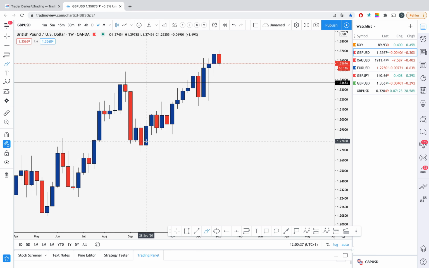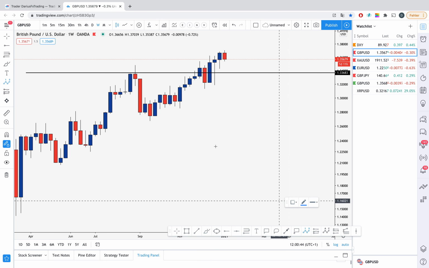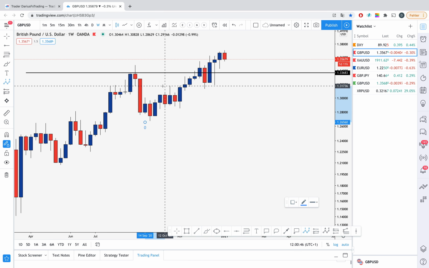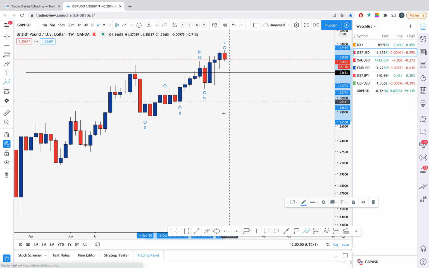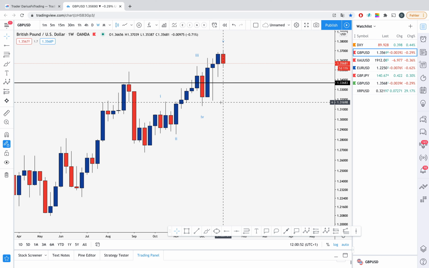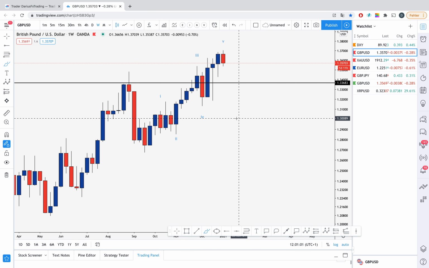Let's have a look at these fractals. What we can see is that the market has already provided 5 waves to the upside. If we look at it from an Elliott wave perspective, we can see wave number 1, 2, 3, 4, 5. Now, wave number 5 is not finished yet. Why? Because the weekly candle hasn't closed as a bearish one. So right now, the market could easily continue to move higher.